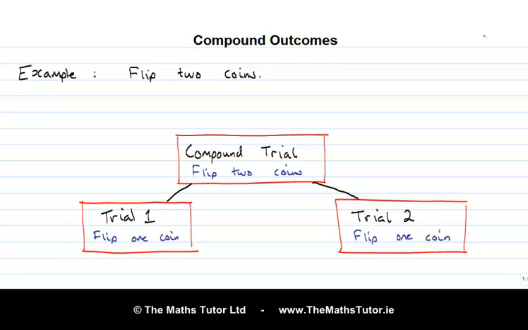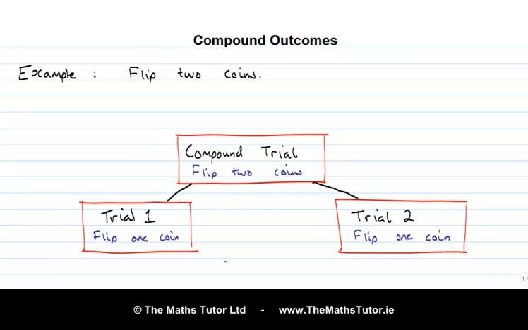A compound trial is a trial that's comprised of two or more simpler trials. So we've drawn a schematic diagram to indicate this situation here. In this example, we have the compound trial consisting of flipping two coins. And the two simpler trials that make it up are to flip one coin and then to flip another coin.